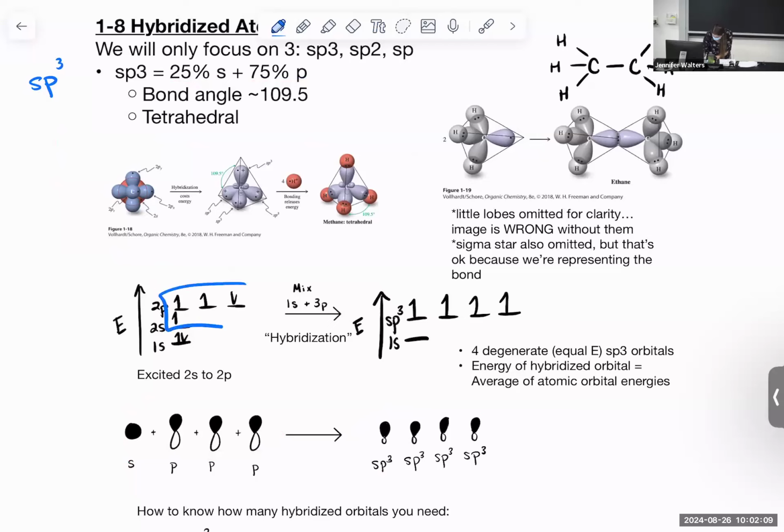So I'm taking all of these electrons to come out to get my 4, that 1s should still have electrons in it. I get 4 degenerate, equal energy sp³ hybridized orbitals. The energy of them is going to be the average of the atomic orbitals. So it'll be closer in energy to the 2p, but it'll still be lower than it because you have a 2s mixed in.